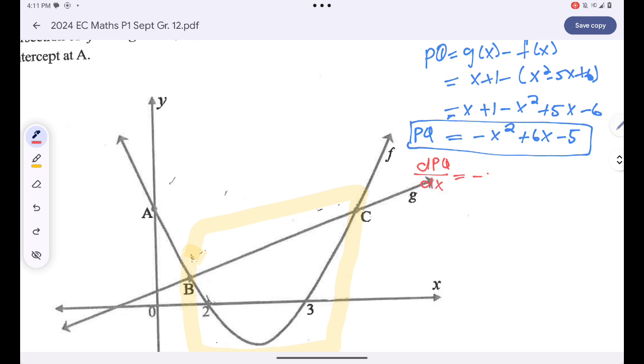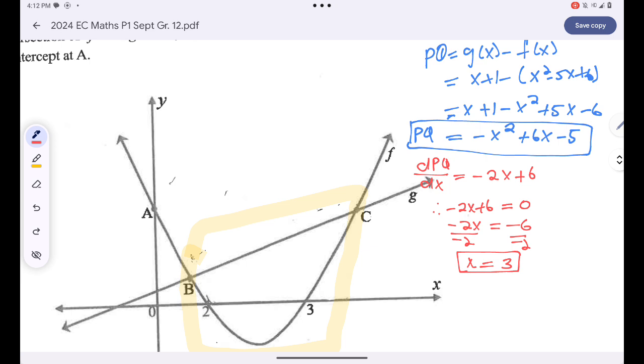And this will just give me negative 2x plus 6. And then I must make the derivative equal to 0. Then I'll end up having negative 2x plus 6 is equal to 0. Then negative 2x is just equal to negative 6. If I divide both sides by negative 2, x is just equal to positive 3. So now I know that my maximum distance is when x is equal to 3.